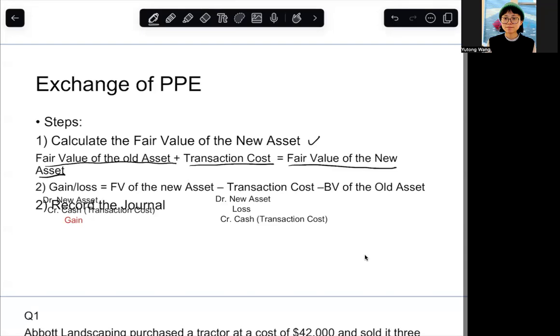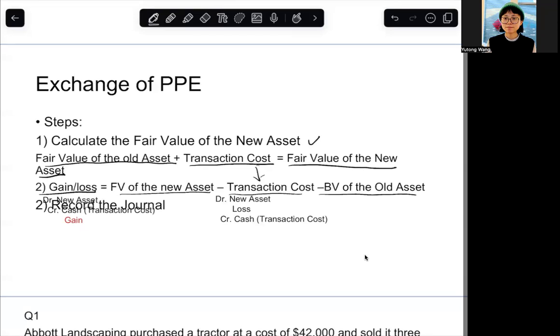Now, with the fair value of the new asset, we can calculate the gain or loss, which equals the fair value of the new asset minus the transaction cost, and then minus the book value of the old asset. Okay, that's a gain or loss. You might be a little confused now, and it will become clearer when we go through the exercise. Here is a typo here.